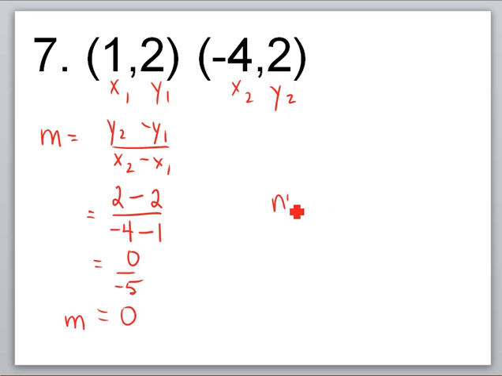Please make a note of something. If you end up with a fraction as something like 8 over 0, this actually has slope that's undefined. So please mark that. 0 on the bottom of a fraction is undefined. 0 on the top of a fraction is 0.